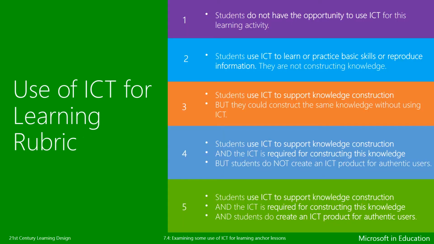for learning. As outlined in the previous lesson, the use of ICT for learning decision tree can also be represented as a rubric. As you can see, each of the numbers 1 to 5 outline the criteria for the condition for the code. For example, to achieve a code 3, students use ICT to support knowledge construction, but they could construct the same knowledge without using ICT. You can decide which you find easier to use, the decision tree or the rubric, when designing your learning activities.